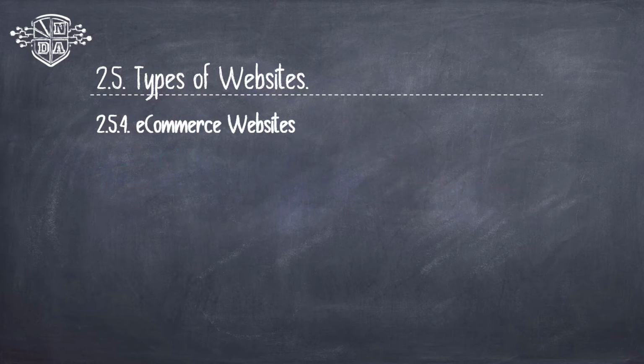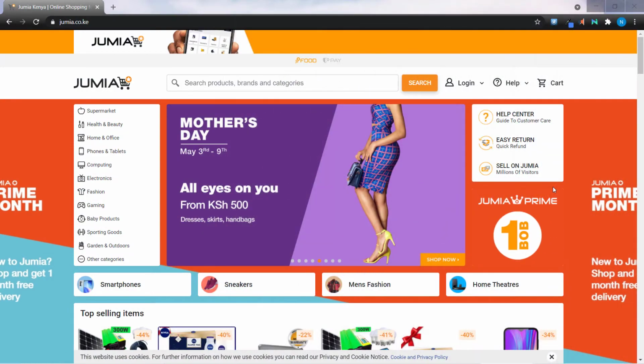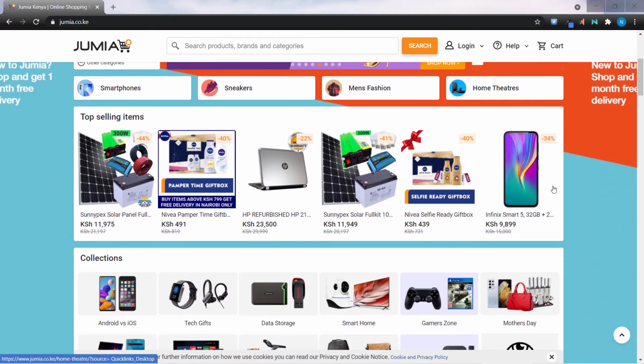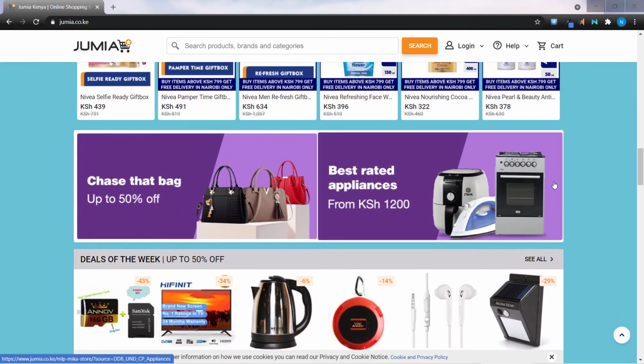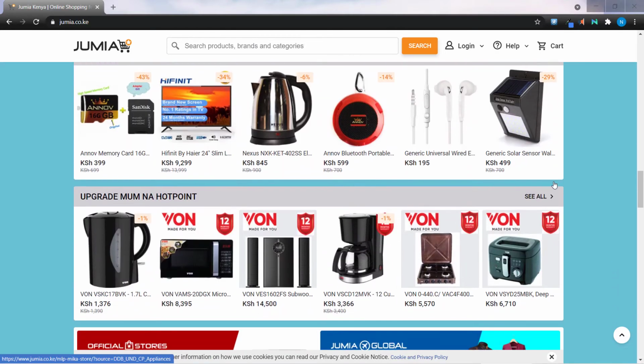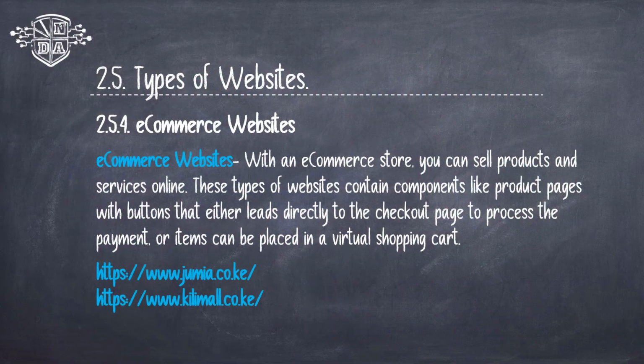And then we have e-commerce websites. So with an e-commerce store, you can sell your products and services online. These types of websites contain components like product pages with buttons which lead directly to a checkout page or to process the payments, or items can be placed in a virtual shopping cart. E-commerce websites include jumia.co.ke and kilimall.co.ke, which are e-commerce websites or e-commerce stores that sell products and services online.